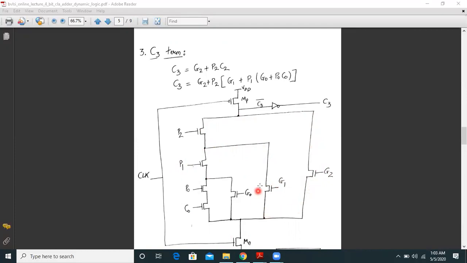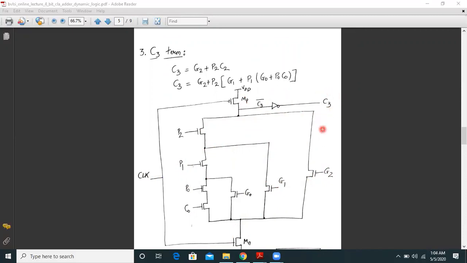So this completes my pull down network. We require Mn and Mp at the bottom and at the top of the pull down network, with the gate terminal connected to the common clock. The output is C3 bar. So we have to connect a CMOS inverter at the output to generate C3.